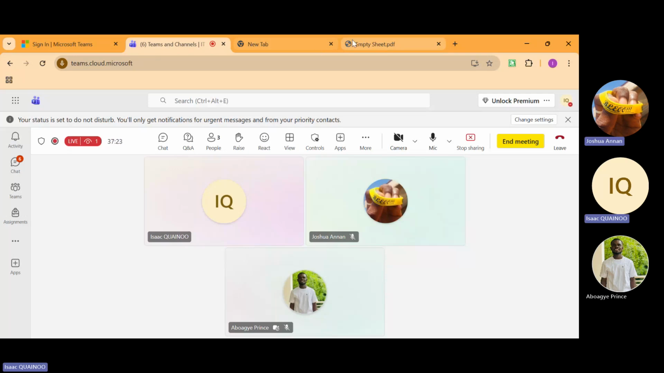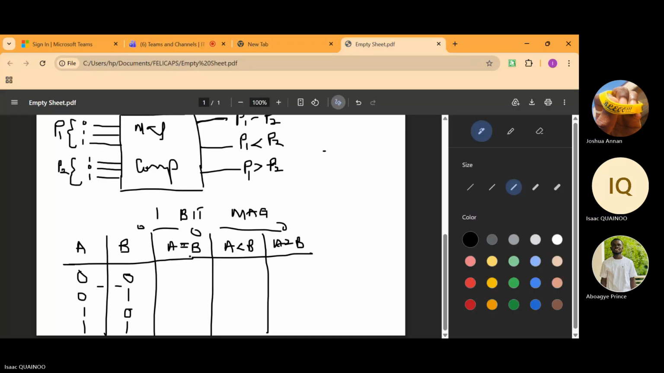So let's look at 0 equal to 0. So 0 is equal to 0, so you put a 1 at that place. Then we come to 0 and 1 and ask ourselves, is 0 equal to 1? Is 0 less than 1, or is 0 greater than 1? 0 is not greater than 1. So 0 is less than 1, so we put a 1 at A is less than B.